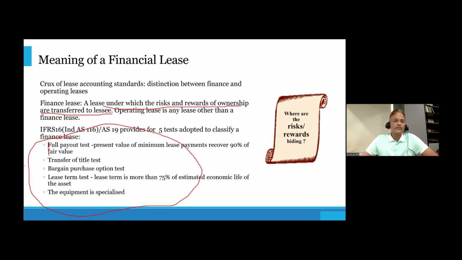The next is transfer of title. The lease automatically transfers title at the end of the lease tenure. That is, once the lease rentals are paid, title gets automatically transferred. The lessee becomes the owner of the asset. That's also a financial lease.